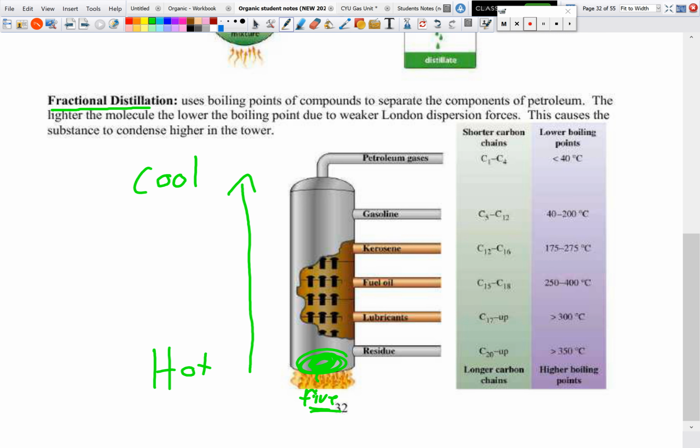So of course, as different things with different boiling points move up our main column right here, they're able to collect these, what we call fractions, at different temperatures. For example, the big carbons down at the bottom have the highest boiling point, and as we go up with different types of fractions, so C17, notice how the boiling points all go down, and the hydrocarbon chain also decreases as we go up. So this is fractional distillation because these are called different fractions. It just uses boiling points of compounds to separate the components of petroleum.